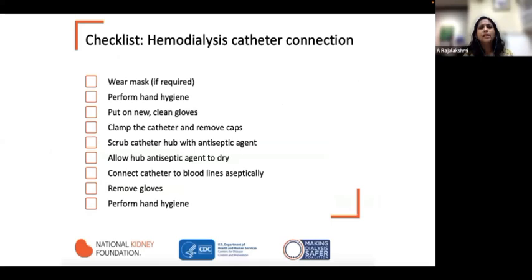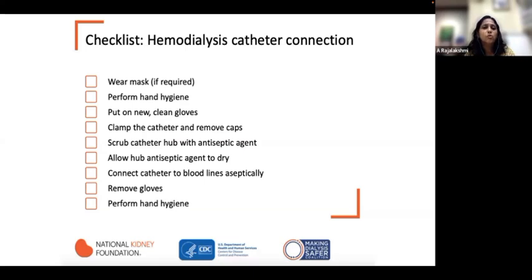Then coming to a checklist which you can have for hemodialysis catheter connection. So this can be a checklist and can be audited in your center. How compliant are you? So if a trainee, or you are giving training to new people who have come to your dialysis unit, you can have this checklist. Wear mask at the access time. Yes. Even if they are wearing it chin down, during access they have to wear the mask so that they don't shed the bacteria. Perform hand hygiene. Put on new clean gloves for each access.